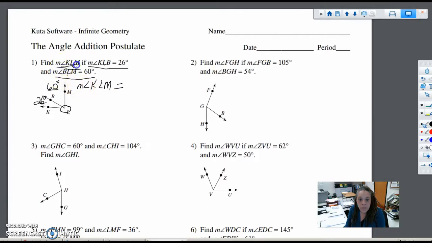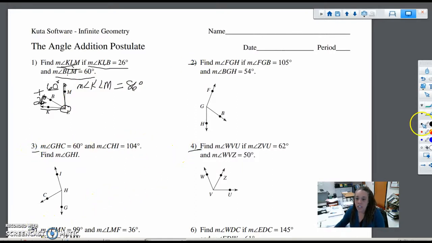So what would this measure be together? I have 26 plus 60. If I add that 26 and 60, that gives me both of them. So both the parts equal the whole, just like we saw on the line segment addition, but instead of working with lines, we're working with angles. And so here, 60 and 26 is 86 degrees. You can write it off to the side, you can do it in your head, you can use a calculator, either way. You can apply that same strategy for numbers 2, 3, 4, 5.